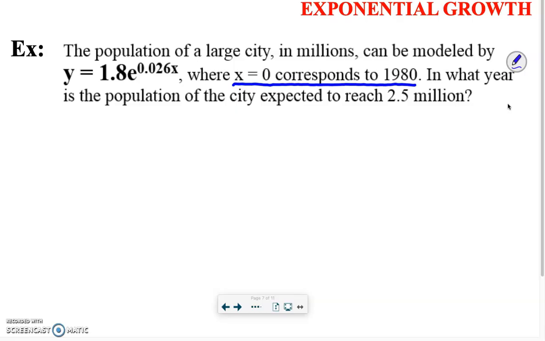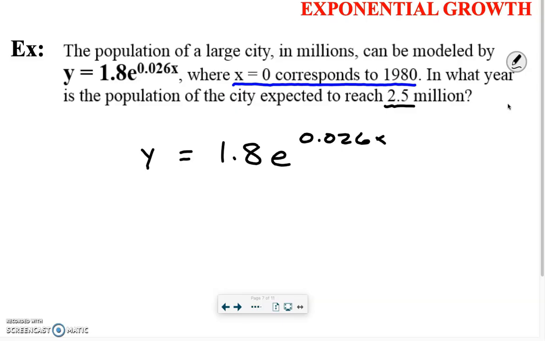We've got the model that's been provided. Just going to rewrite it down here. Y equals 1.8. Now, this is 1.8 million, remember. 1.8 e to the 0.026x. All right, so is this exponential growth or exponential decay? Growth. We know that because we have a positive rate. If this 0.026 were negative, then we would expect that we were going to be getting smaller. Also, the other giveaway is that we're trying to get to 2.5 million people.